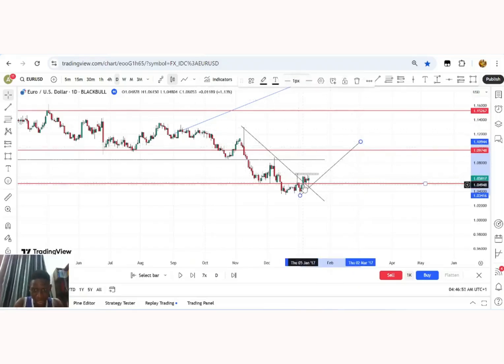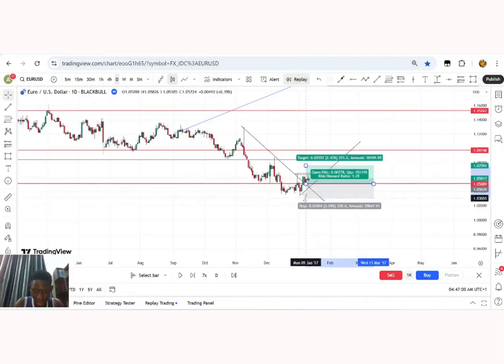So now the market has broken this, it is a kind of retest. Another trader has bought this market already and sold at this low, and then is targeting where the next point of resistance is.